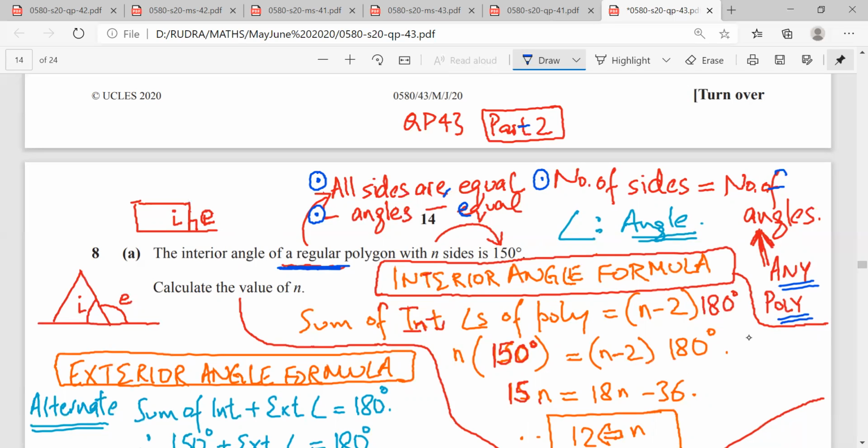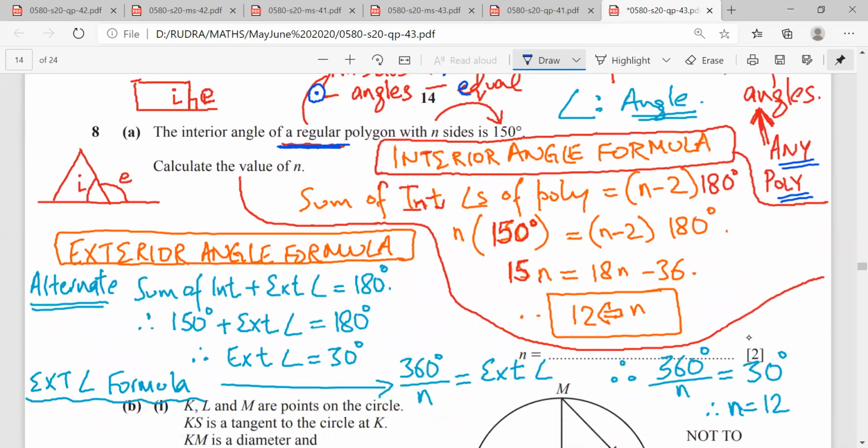Now, there are two ways in which we can do this question, because we have two formulas. One is the interior angle formula. The interior angle formula says that the sum of interior angles of a polygon is (n minus 2) into 180 degrees. Mr. Rudra, you need to cram this.